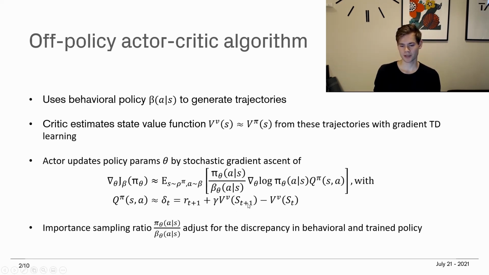So these two together are kind of how good our prospects are for the future. So if our prospects for the future are better than the value of the state we're in now, this would be something positive. Otherwise, it would be something negative. And lastly, an important sampling ratio is also taken into account to adjust for the discrepancy in behavioral and trained policy. So this is something you need to add because you're not following the same policy as you're trying to evaluate.